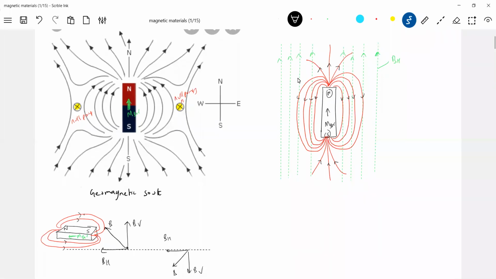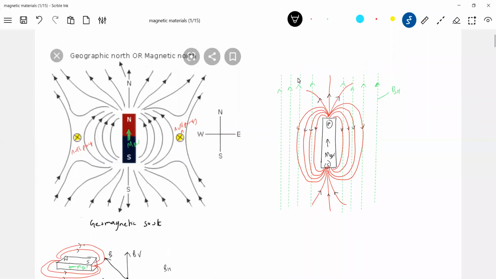I'll give one more diagram. Geographic north, geomagnetic south. Okay, I think correct. Geographic north or geomagnetic north here. So geomagnetic south. I think okay, fine. I'll just write here geomagnetic. Okay, I agree with this. I think geographic south or geomagnetic south.